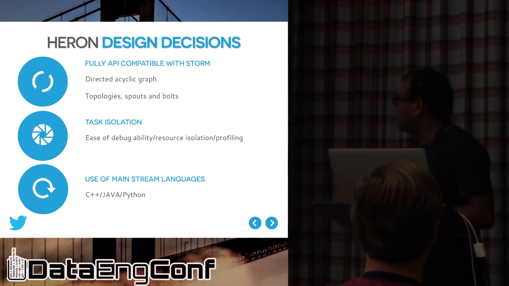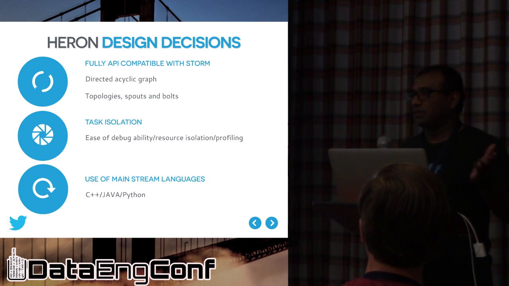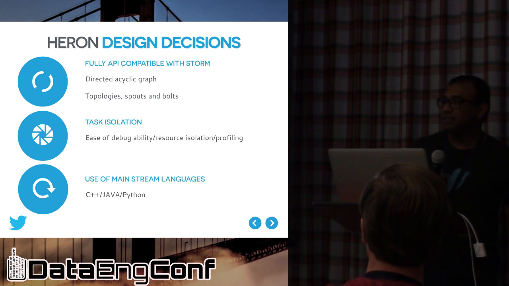Then, as I said, task isolation, which means ease of debuggability and resource isolation, and you should be able to profile your job. One of the major issues is, hey, where is my performance going? I have no clue. Unless you can do a heap dump or profile whichever instance you think is slow and get the detailed analysis of it, boom, then you can fix your issues and move on.